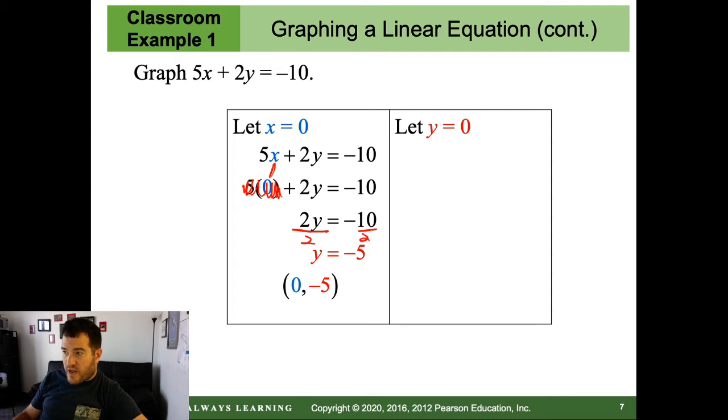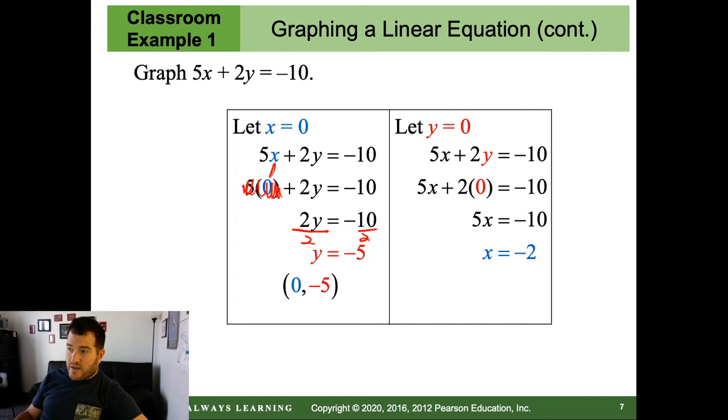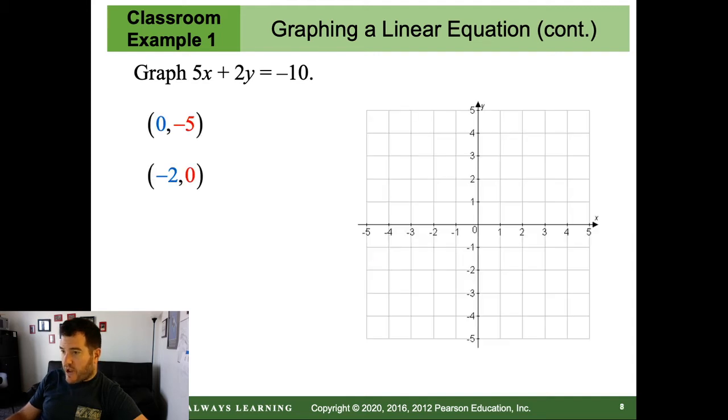Over here, I've got y equals 0. So now, when I solve that, I plug in a 0 here. What's 2 times 0? Well, that goes away, right? So I have 5x is equal to negative 10, right? Divide both sides by 5, and I get x equals negative 2. So then that point would be (negative 2, 0). When I go to graph it, (0, negative 5) is down there. (Negative 2, 0) is there. Connect the dots. Again, they put a third point. Connect the dots, and there's my line.